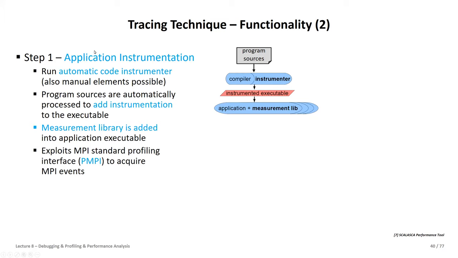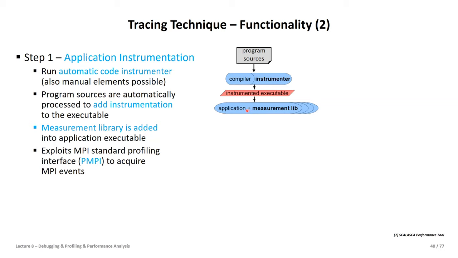So in step one, for doing this tracing, we would start with an application instrumentation. So there's an automatic code instrumenter that you can run, right? Instead of just using the compiler with my program source, I will now use an automatic code instrumenter, which instruments my executable code with the measurements I need in order to perform a proper tracing. So here you have not only MPI anymore, but this specific measurement library that you want to add and use. And you can imagine, of course, it already alludes to the name: measuring and profiling your executable.